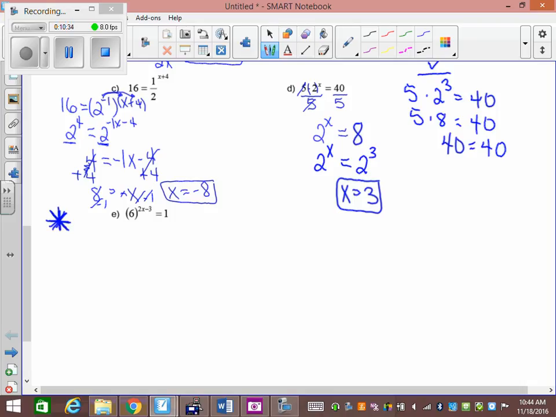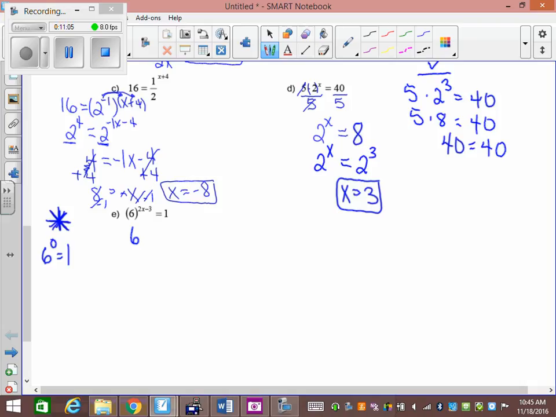I can't make 6 be 1 in any way. I don't know how that would be possible. Can I make the 1 be a 6? 6 to the what is 1? 0. Everyone forgets that. So 6 to the 0 equals 1. I can raise anything to the exponent 0 and make it 1. So if ever you have a 1, you can make a common base always. You just raise whatever the other base is to the 0.